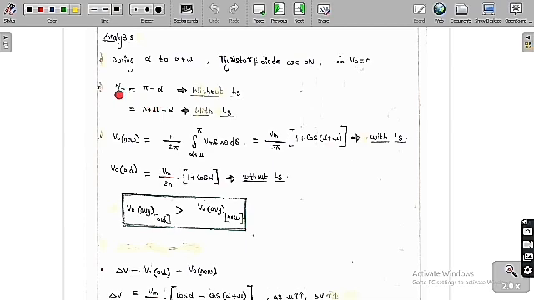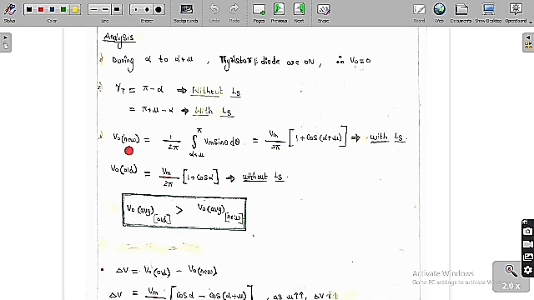Now, what is the conduction angle of the thyristor without LS? Without LS, it conducts only from alpha to pi. So pi minus alpha is the conduction angle of the thyristor without source inductance. But with source inductance, the thyristor conducts from alpha to pi plus mu. So pi plus mu minus alpha is the conduction angle of the thyristor with the source inductance.